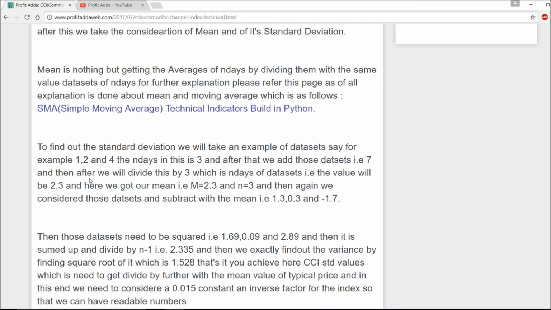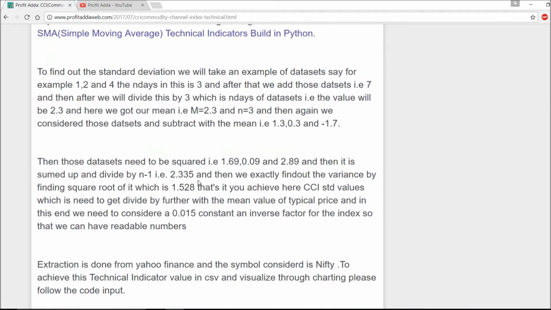Next is all about standard deviation. I am trying to explain it with a very simple and smooth example. I took the data set as 1, 2 and 4, and as we know, n days is 3, since there are 3 elements.